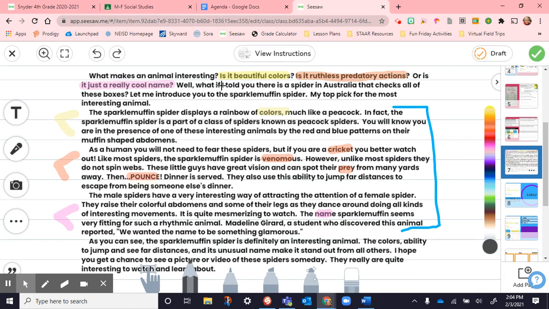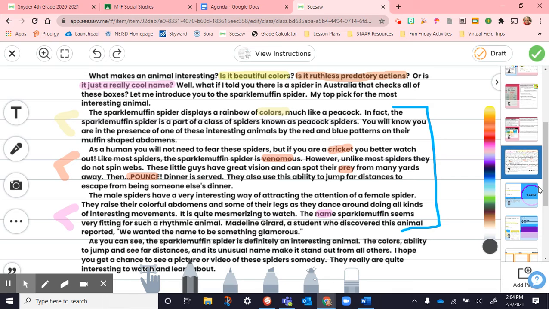So I'm just posing the question like, is a beautiful color what makes an animal interesting? And then I tell you, okay, well, my spider checks all these boxes. So now let me tell you why I think he's got such beautiful colors. So I go in and I say, the sparkle muffin spider displays a rainbow of colors, much like a peacock. In fact, the sparkle muffin spider is a part of a class of spiders known as peacock spiders. You will know you are in the presence of one of these interesting animals by the red and blue patterns on their muffin-shaped abdomens. Okay, so I'm talking all about how it looks.